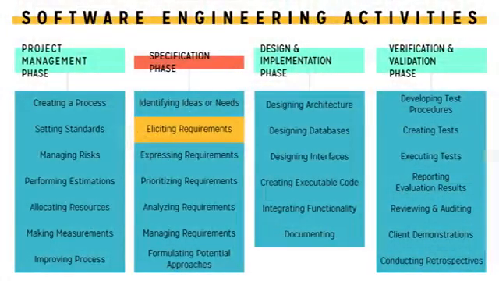Once you have an idea, the next step is to work on the requirements. There are 5 requirement activities: eliciting requirements, expressing requirements, prioritizing requirements, analyzing requirements, and managing requirements. You will revisit these requirement activities in more detail in the Software Requirements and Client Needs course. Once you have your requirements in place, you are ready for formulating potential approaches.